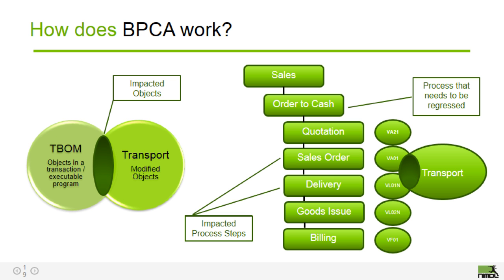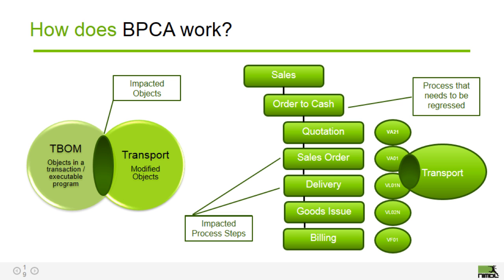Okay? So looking at the diagram on the right side, you have your business process structure here. It starts off with the business scenario, which is sales. You have the business process, which is order to cash. And you have process steps from quotation all the way to billing. Against those process steps, you have the defined transactions. So quotation is VA21, sales order is VA01.